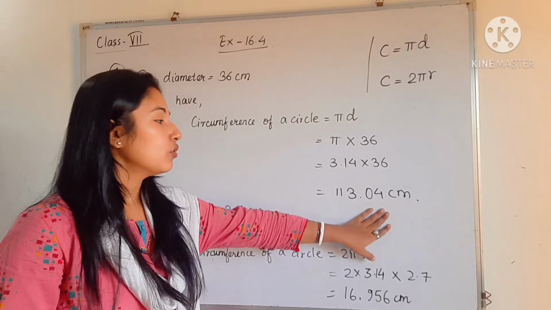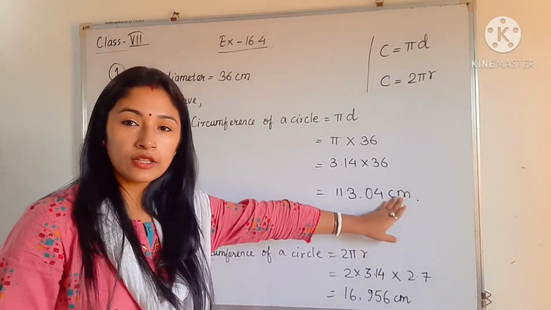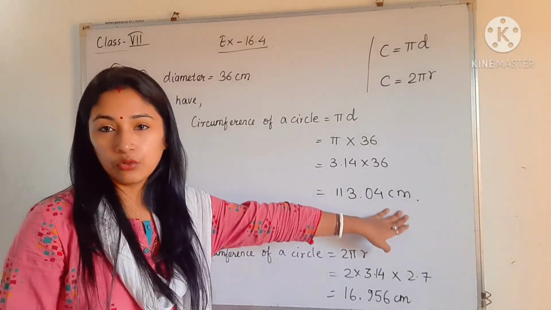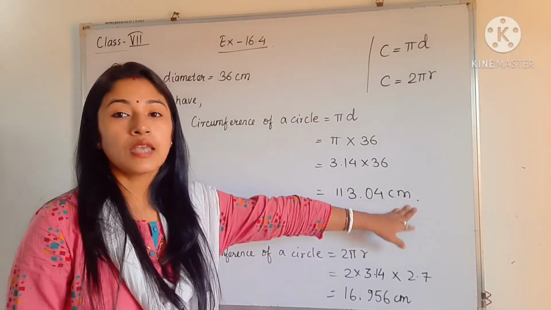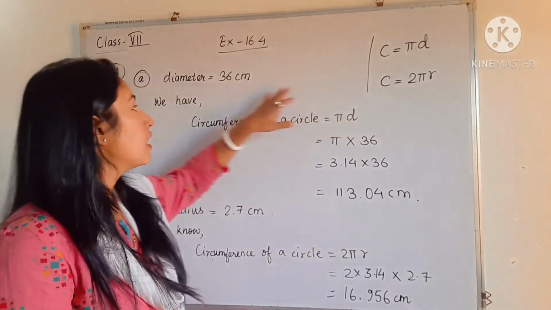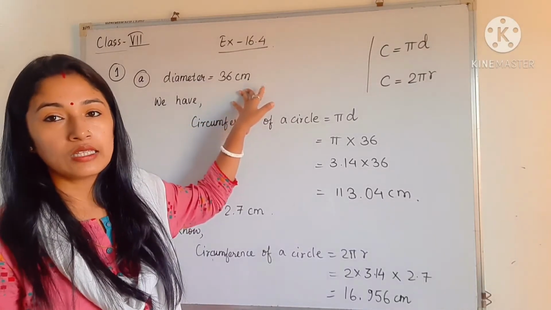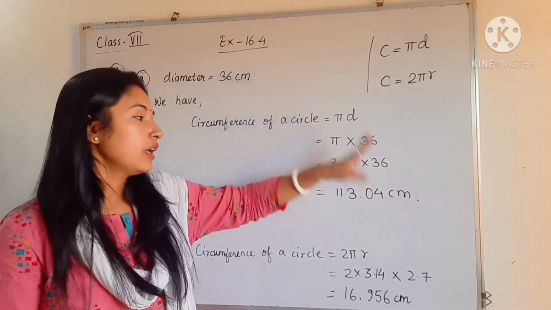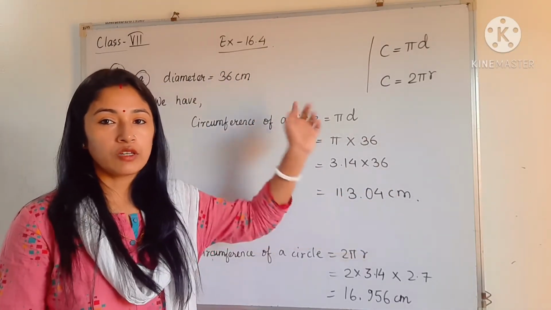113.04. You know that you are finding the total length of the boundary, and we have to mention the unit. It will be centimeter, because the diameter was also in centimeter. So the total length, that is the perimeter, is always measured in this unit: centimeter or meter or kilometer, whichever is given.